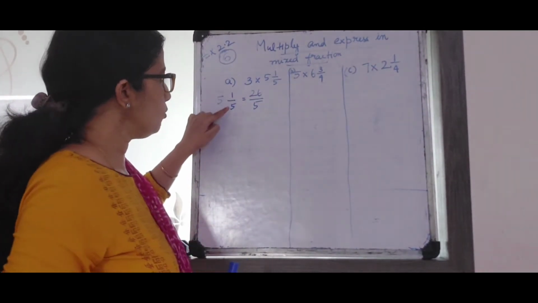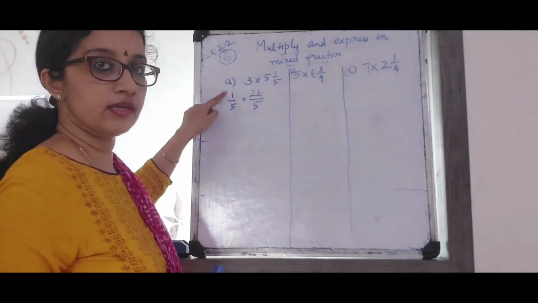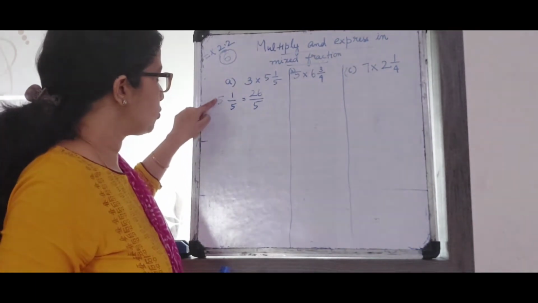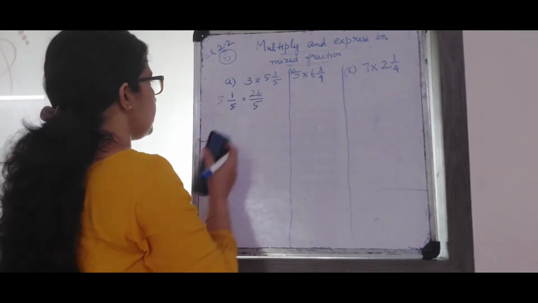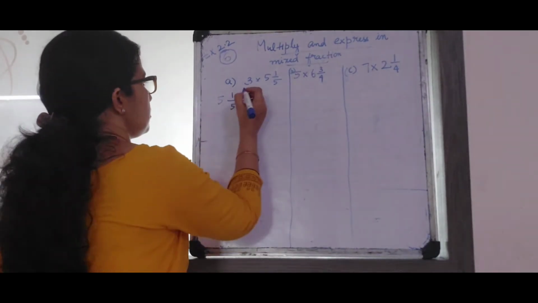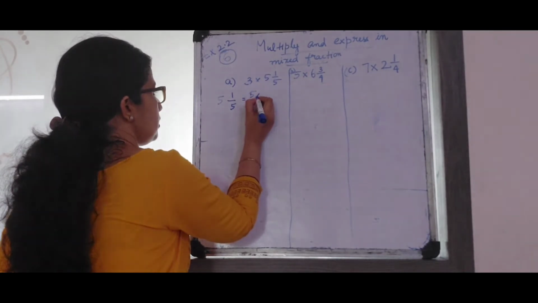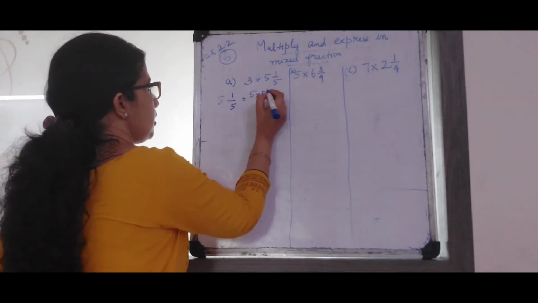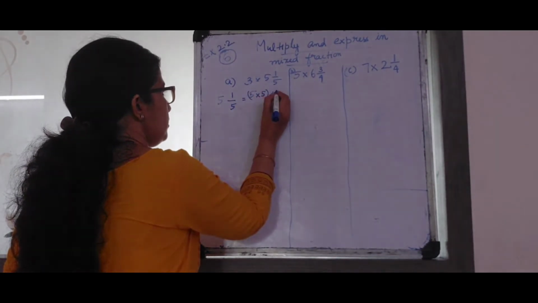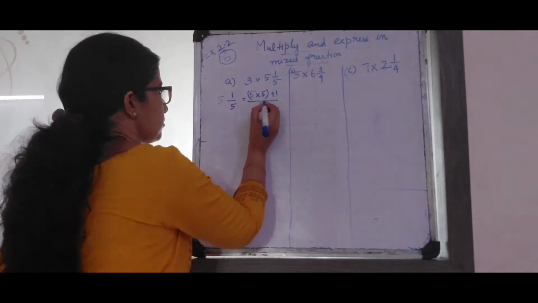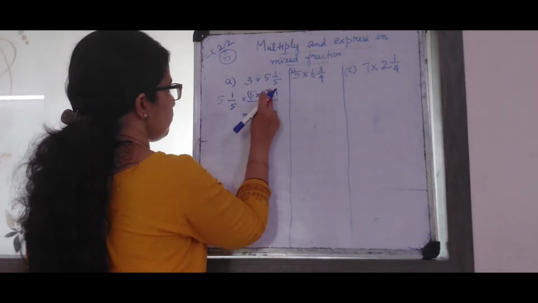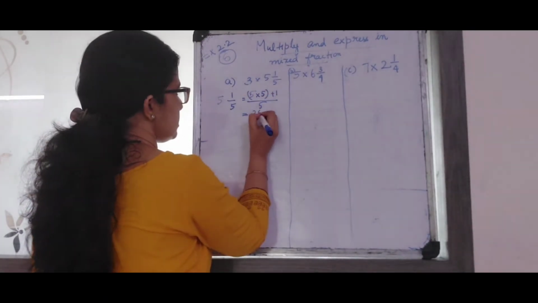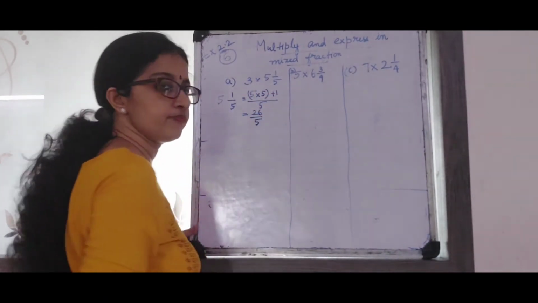Quotient into divisor plus remainder by divisor, right? So quotient 5 into divisor 5. Let me write the full step for that: 5 into 5 plus 1 divided by 5 is equal to 5 5s are 25, plus 1 is 26, 26 by 5.